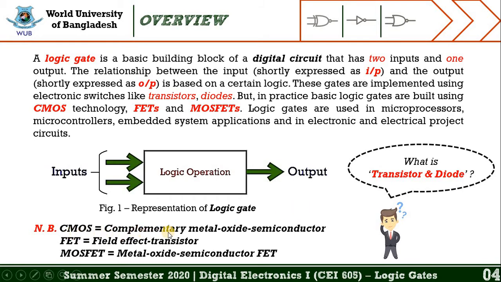CMOS stands for complementary metal oxide semiconductor. FET stands for field effect transistor, and the last one is MOSFET, which stands for metal oxide semiconductor field effect transistor.